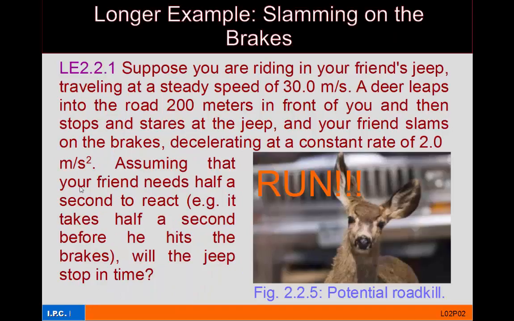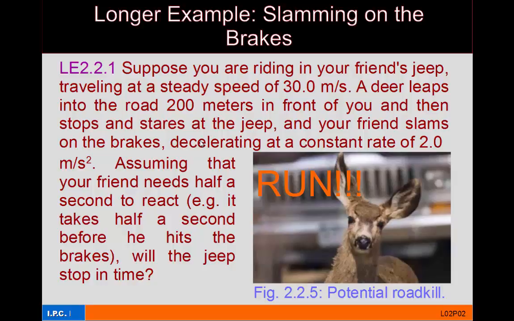So I wanted to conclude this lecture with a kind of long example. This example says that you are in your friend's Jeep. You're driving around at a speed of about 30 meters per second, a kind of highway speed around these parts. And it's night, and so a deer jumps into the road 200 meters in front of you. You see the deer, your friend sees the deer, your friend slams on the brakes because he doesn't want to hit the deer. The deer does what deer always do, it just stands there staring at you while all this happens.